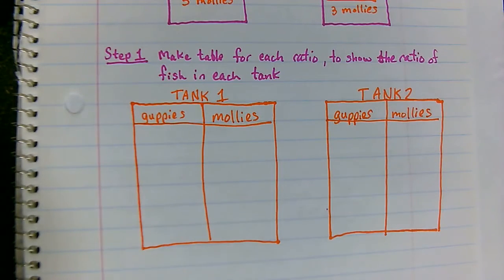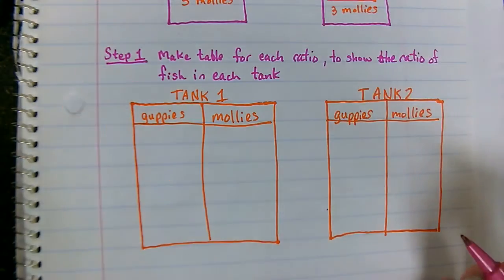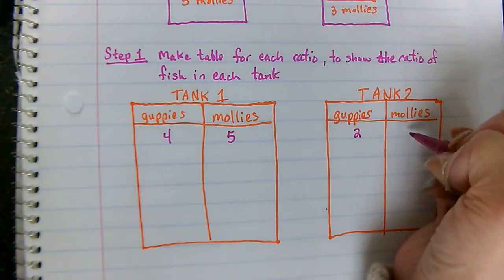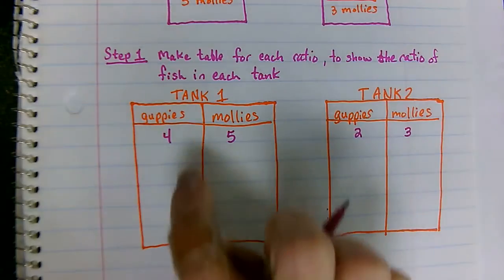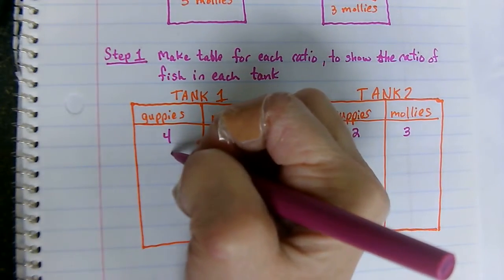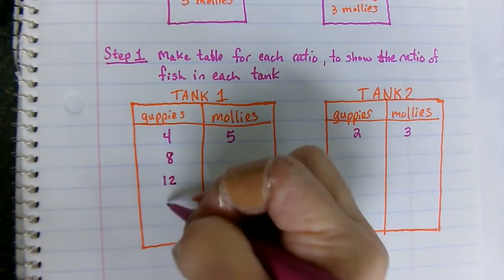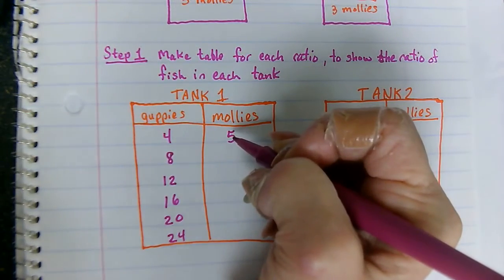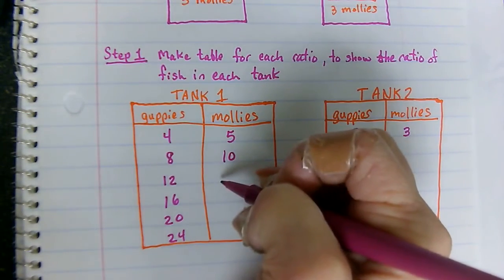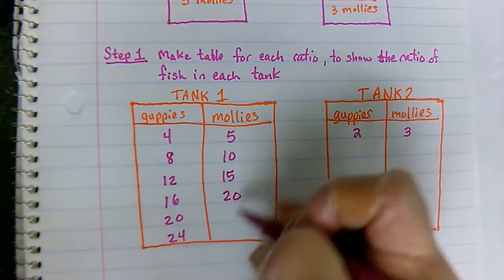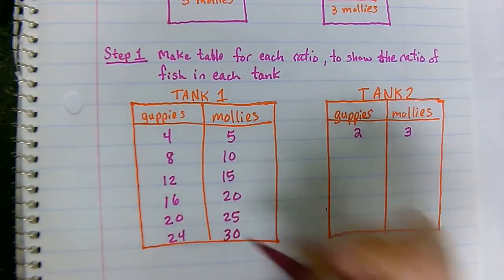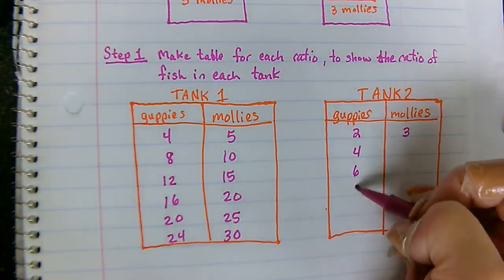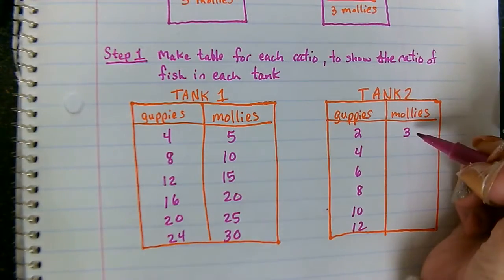Alright, the first ratio we start with in tank 1 is 4 to 5. And in tank 2, it's the ratio of 2 to 3. Okay, so let's see here. If I increase this by 4 every time, that means I got to increase this one by 5 every time. So let's go the same over here. If I increase this by 2's every time, I got to increase this one by 3 every time.